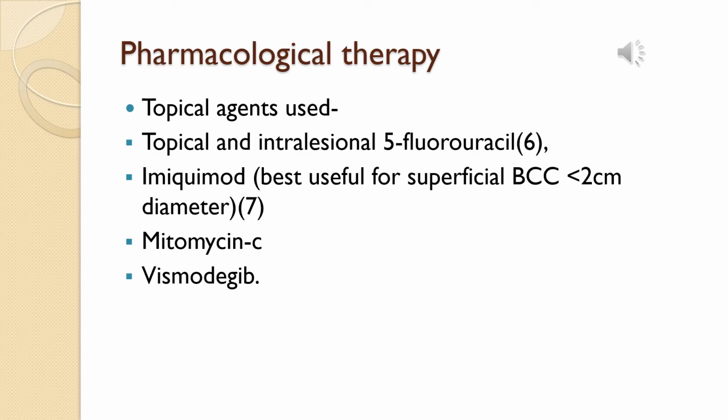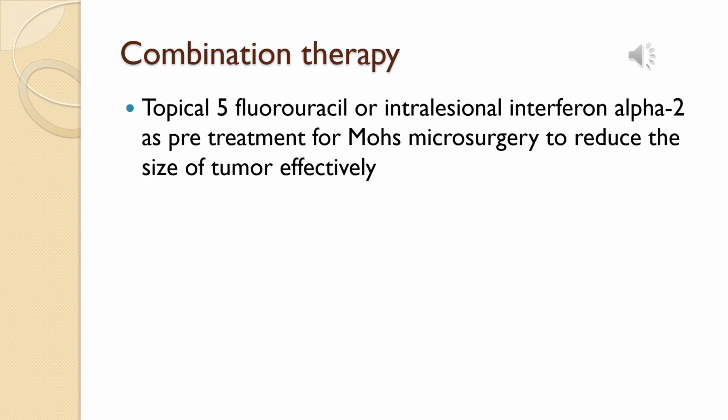Pharmacological therapy. Topical agents used in the treatment of basal cell carcinoma include topical and intralesional 5-fluorouracil, imiquimod, which is best useful for superficial basal cell carcinoma of less than 2 cm diameter, mitomycin C, and vismodegib. Topical 5-fluorouracil or intralesional interferon alpha 2 as pre-treatment for Mohs microsurgery, to reduce the size of the tumor effectively, is used as a combination therapy.